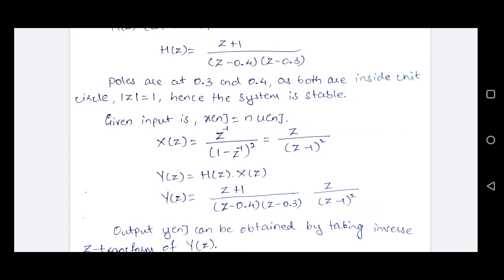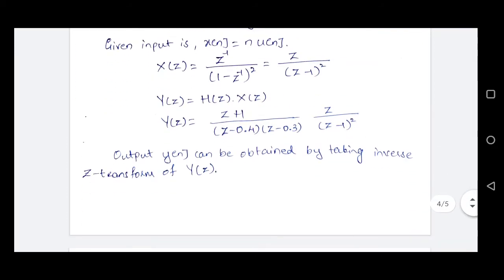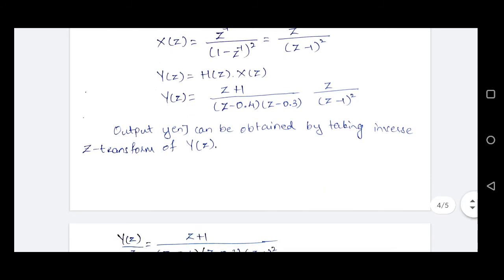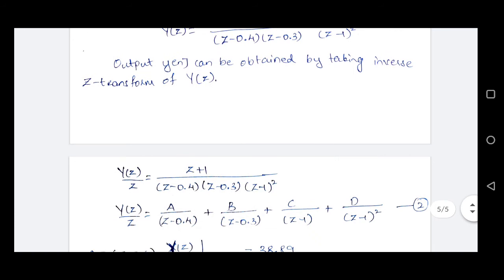Multiplying X(z) with H(z) gives us Y(z) = (z + 1) / ((z - 0.4)(z - 0.3)) multiplied by X(z), which is z / (z - 1)^2. The output y(n) can be obtained by taking the inverse z transform of Y(z). To take the inverse z transform, we can use any of the three methods we studied in the previous class. Either we can apply the power series expansion method, or the partial fraction expansion method, or the contour integration method.